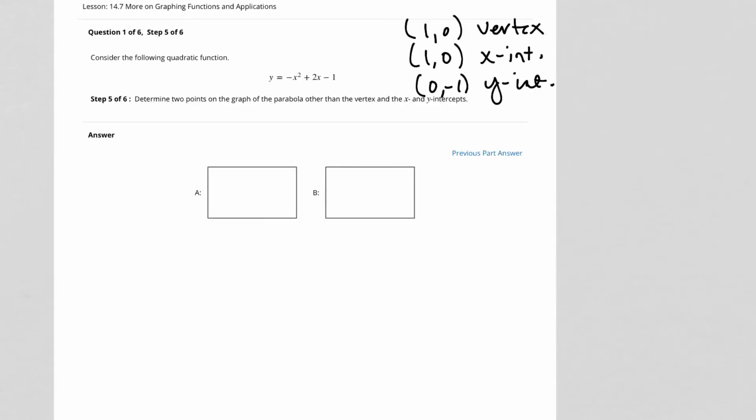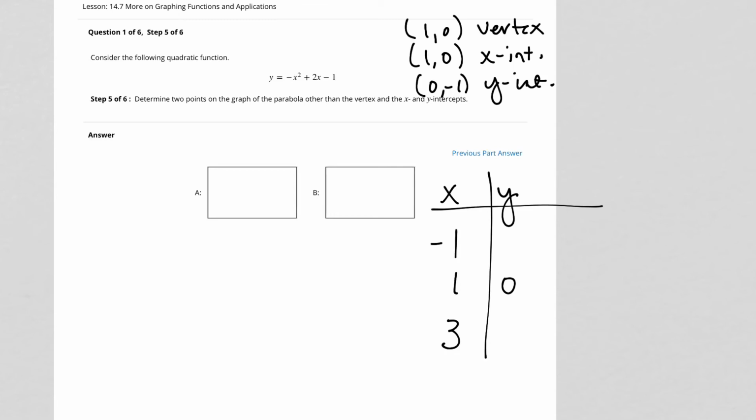Step 5 of 6, determine 2 points on the graph of the parabola other than the vertex and the x and y intercepts. So those are the values I cannot use. I'm just going to create a table of values with x and y. I do like to use my vertex as that point in the center, so I'm going to use (1, 0) there. And I'm going to choose a value on each side. Typically, I would go with 0 and 2, but in this case, 0 is one of my values, so I can't use 0. So we're going to go with negative 1 and 3.